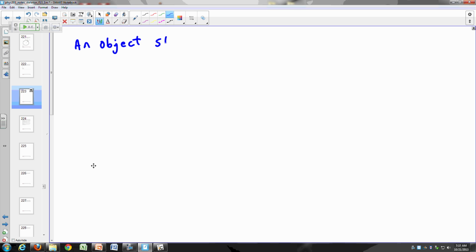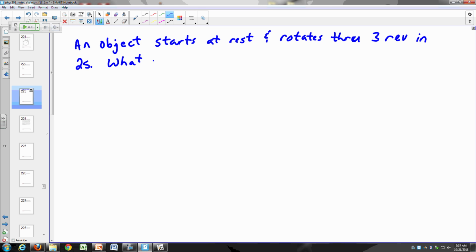An object starts at rest and rotates through 3 revolutions in 2 seconds. What is its final angular velocity? Final angular velocity.